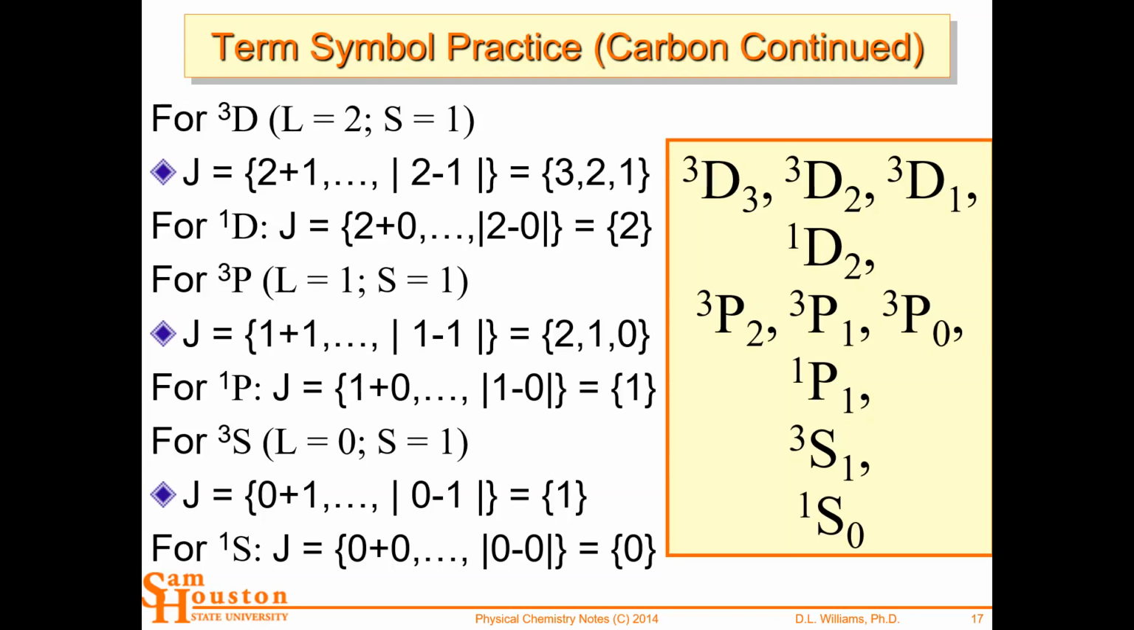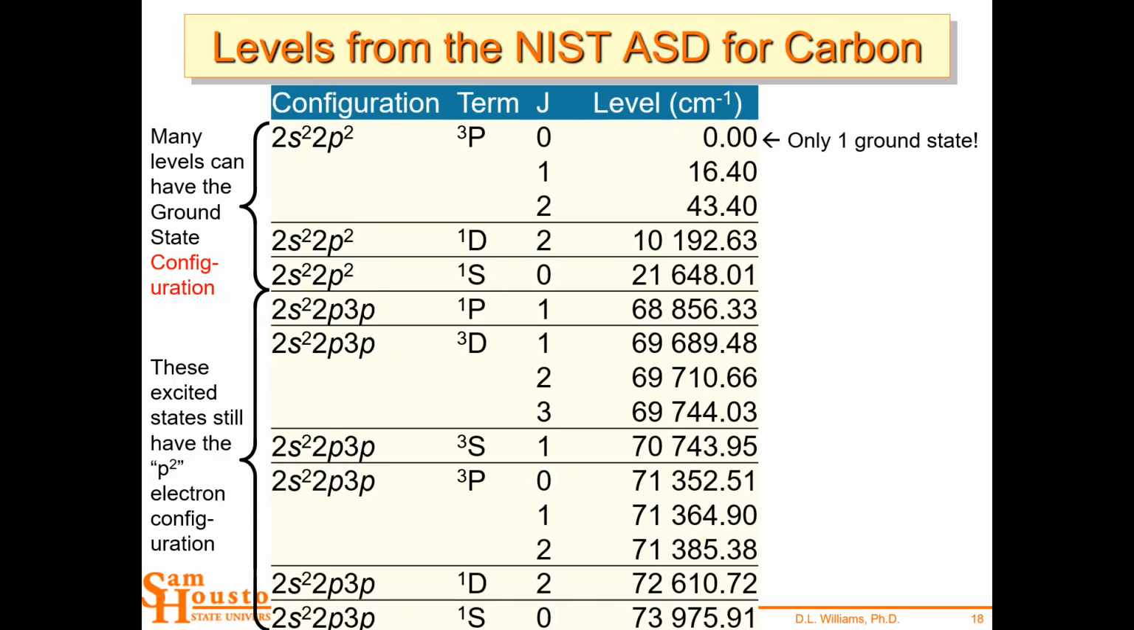Not just carbon, but also silicon. Okay, but that's everything. And that's how you're going to label the energy levels in atomic spectroscopy, as transitions between these different atoms. And so here they are. This is the table from the NIST Atomic Spectral Database, and the energy levels are given right here in wave numbers.